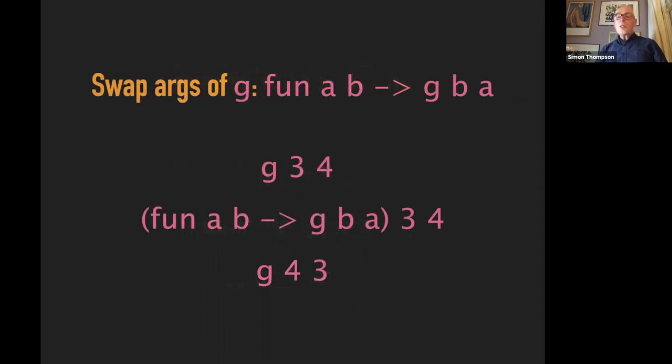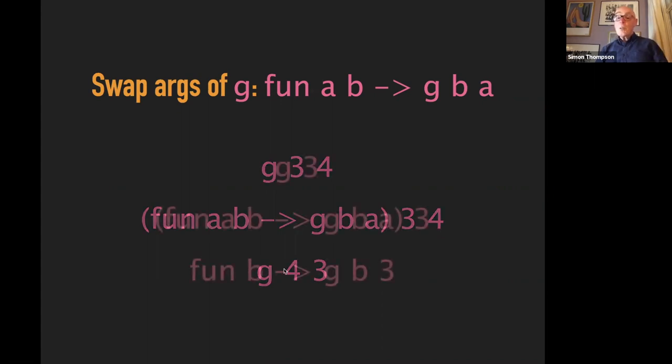Let me just show you that. Suppose we want to swap the arguments of G. We can describe that by this lambda expression. What we do is replace G by that lambda expression, and then we rewrite. If you apply that lambda expression, A becomes 3, B becomes 4. So the application G 3 4 becomes the application G 4 3. Taking the G, substituting the lambda expression and simplifying gives us this.